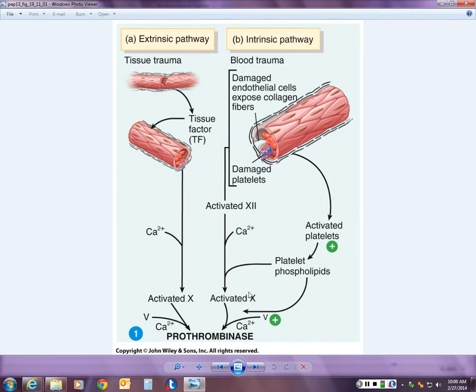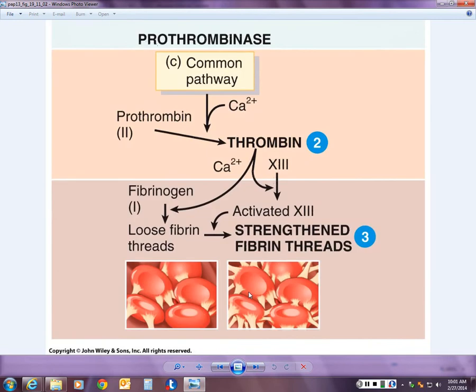Now, if we go to the final step in blood clotting / coagulation, we'll see that that final result is called the common pathway. The common pathway is called so because no matter what pathway you start with, the extrinsic or the intrinsic, the common pathway is the end result and everything from there on is the same.